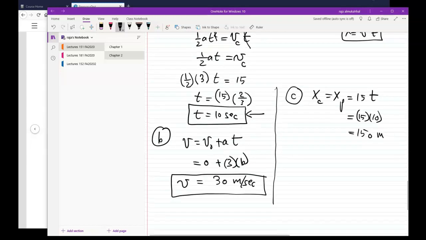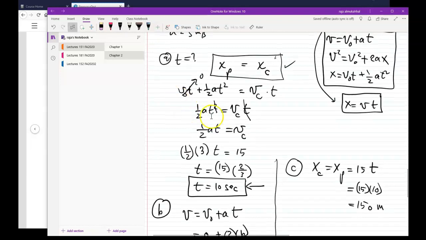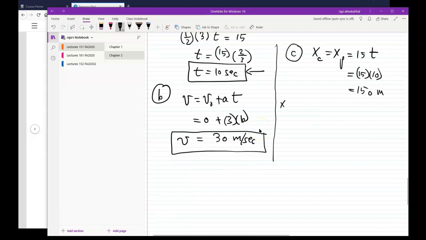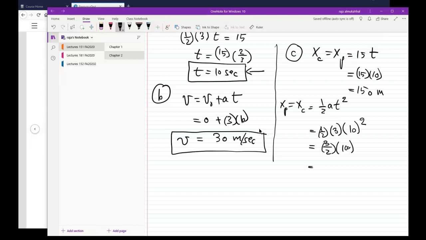Another way of doing it is to use the left-hand side of the equation, this one right here. See what I'm saying? So I can say x sub p, which is equal to x sub c, and that's 1/2 at squared. That'll be 1/2 times 3 times t, which is 10, squared. So that'll be 3/2 times 100. That'll be 300 over 2, and that will be 150 meters. Either will give you the same answer. You got it, guys? Okay, good.